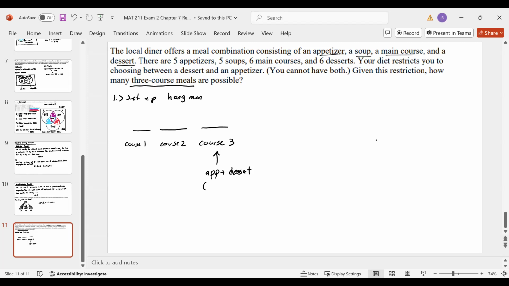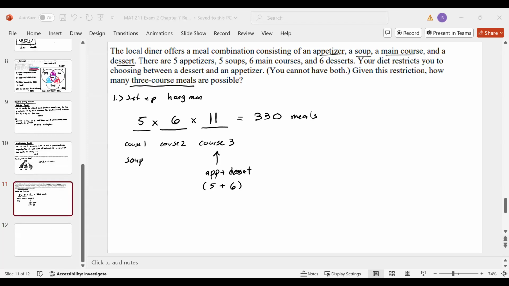So if I take the number of appetizers and the number of desserts, which is 6, I have 11 options, right? And then for my soups, I have 5 options, so soup. And then for the main courses, I have 6. So 5 times 6 times 11. And if I multiply those all together, I should get 330. Yep. So 330 meals like that. And so that is the interpretation.